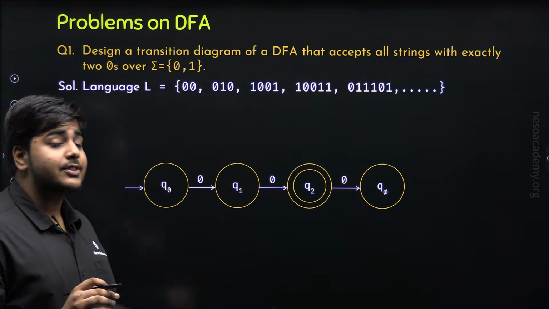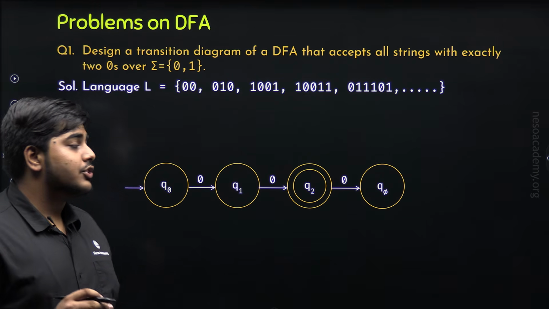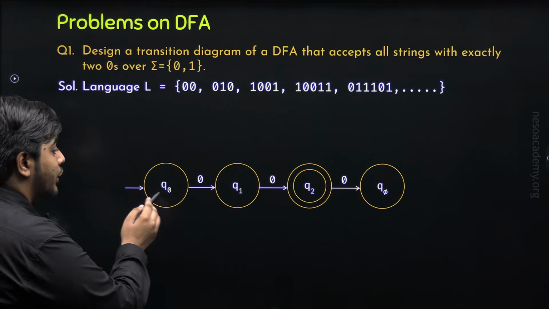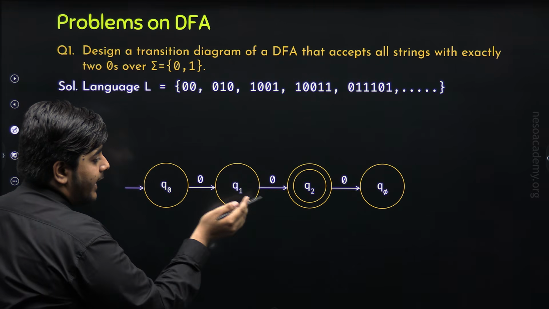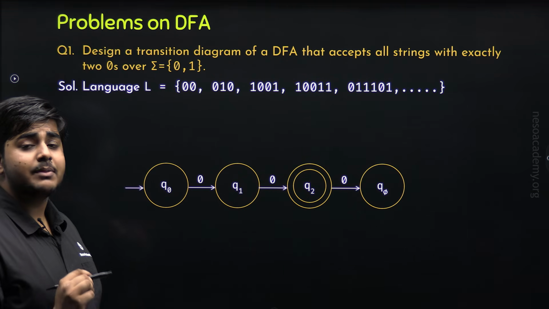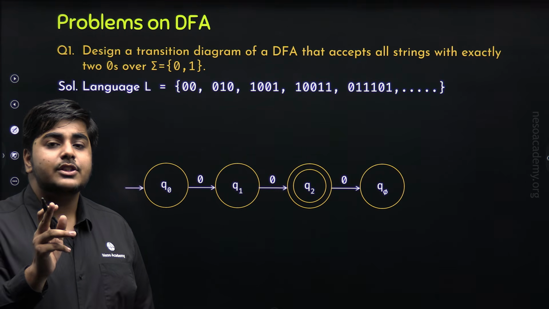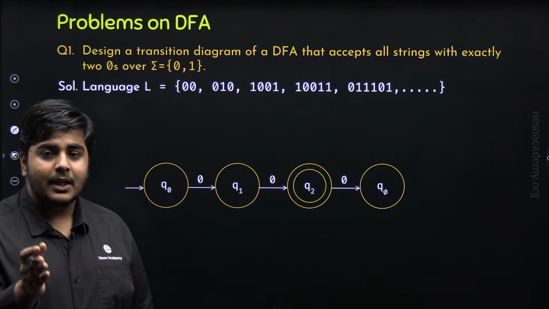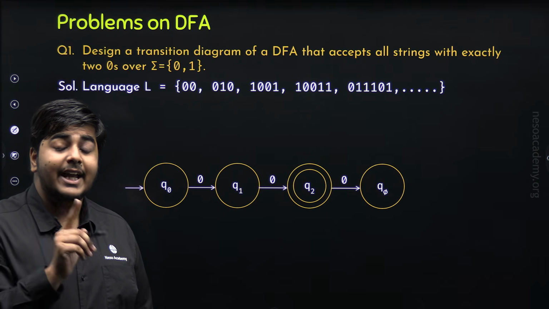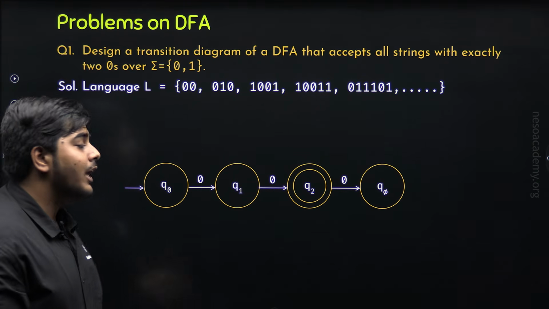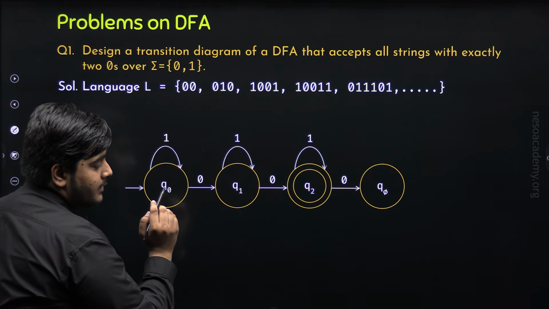In order to make this transition diagram a valid DFA, we need to complete all the transitions for all the states. Q0, Q1, and Q2 have a transition for 0, but these states do not have a transition for input symbol 1. And I have just told you that in this question, there is no restriction on the number of ones and the position of ones. That means 1 can come anywhere any number of times. And that is why we will simply create a self loop of 1 on these 3 states.